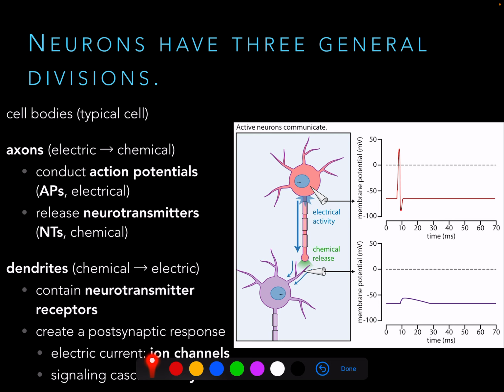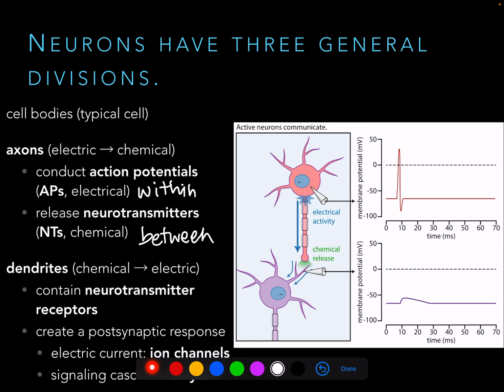Now, the axons and dendrites are there for communication. The axons are going to translate electrical activity to chemical signaling. The electrical activity in an axon is the action potential, and here it is right there. We'll see this in a little more detail later. But that electrical activity travels within the axon, and it gets translated to neurotransmitters. That is the chemical message that passes between cells. So, electrical within and chemical between.